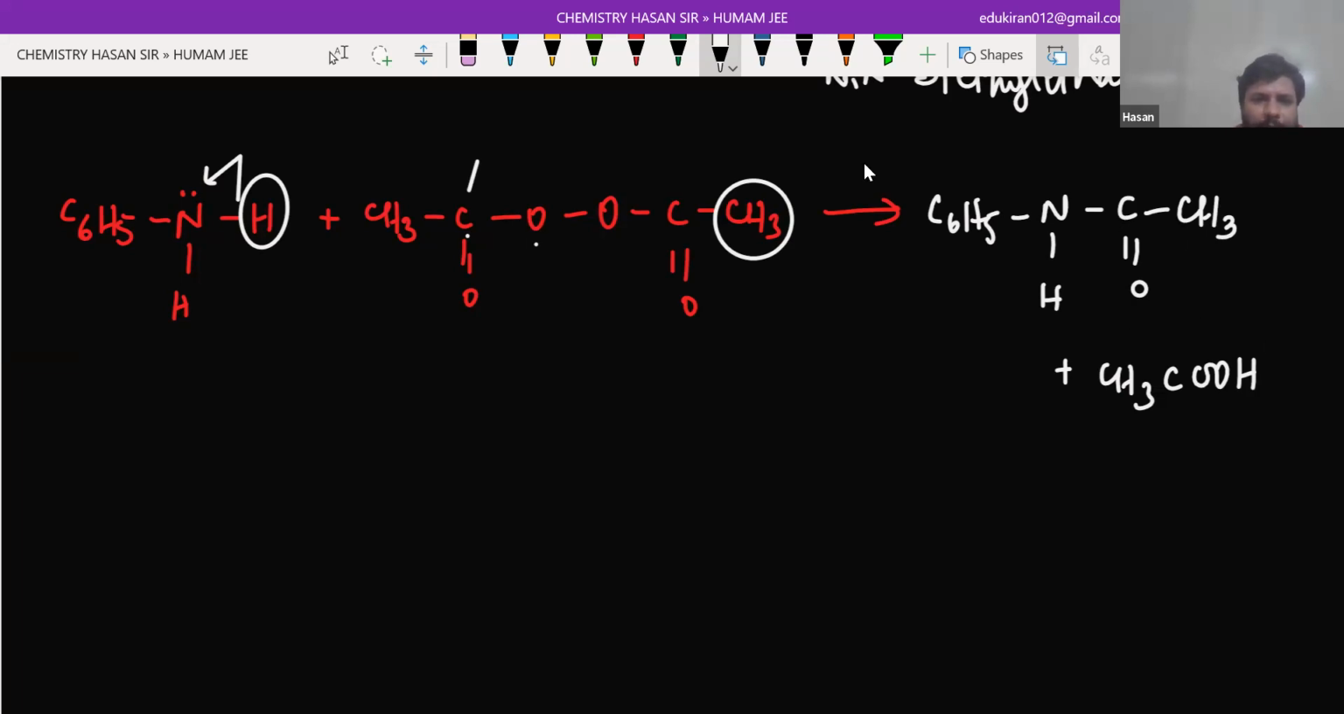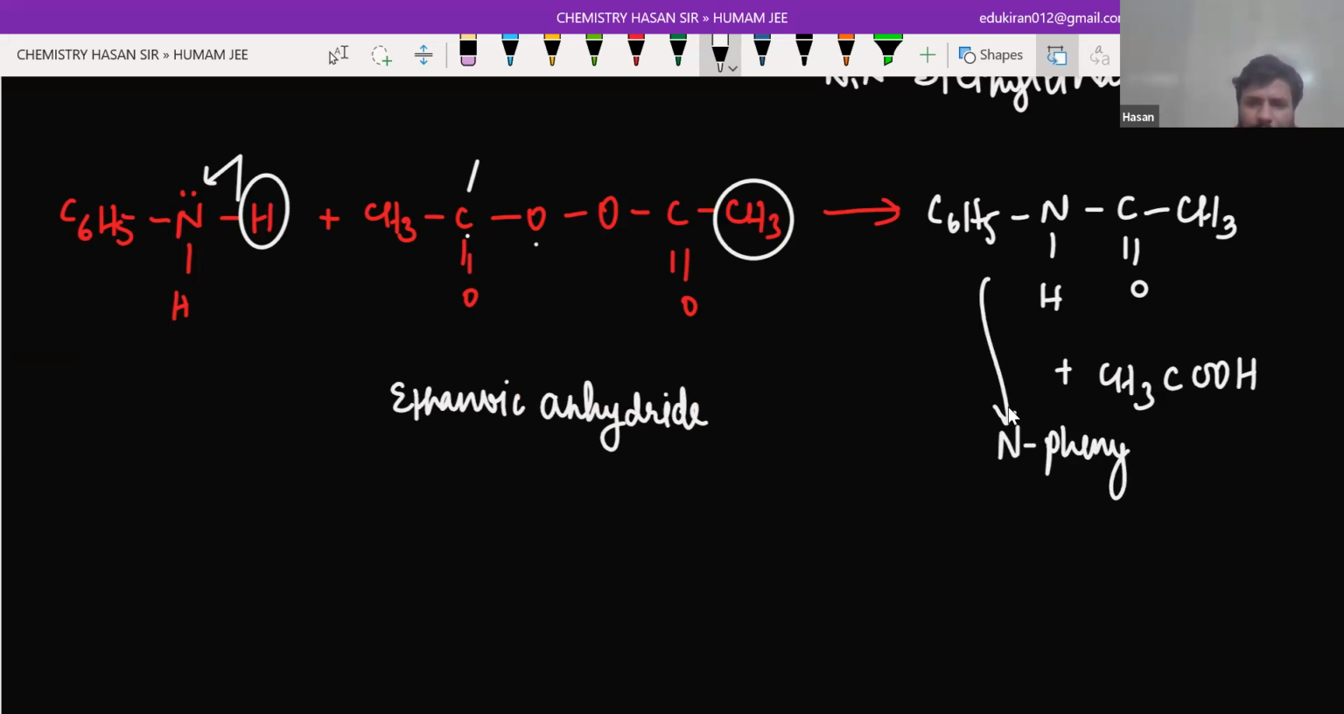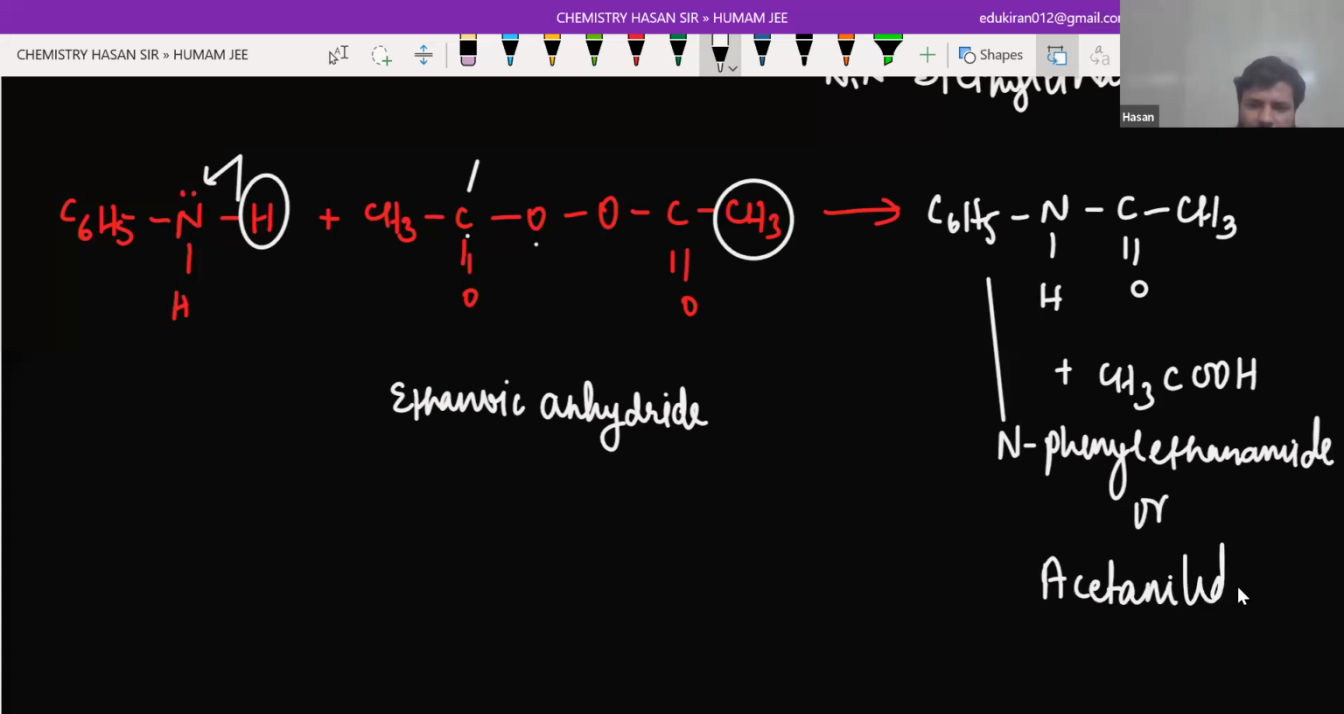So this has a name, we can write ethanoic anhydride. And this has a name, N-phenylethanamide, I'm writing the name of this. Or it has a common name, that is acetanilide. And you can write the structure as well.